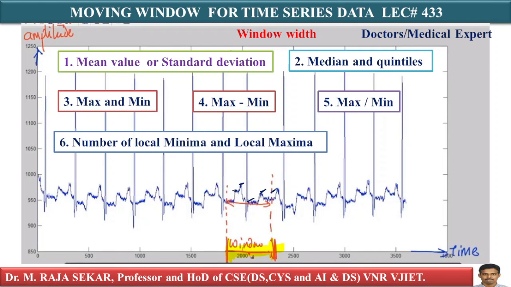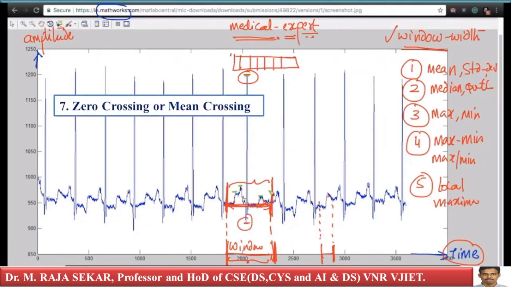We already discussed local minima and local maxima in our previous classes. The other feature could be something called zero crossing or mean crossing. What is this? For this window of data, let me say this is my mean value. If this is my mean value, we have to check whether this particular signal is crossing the mean.